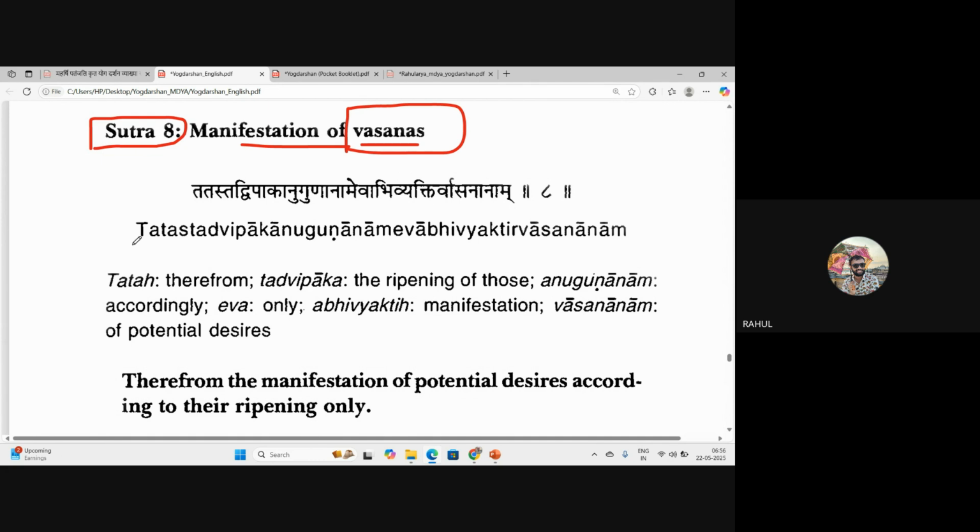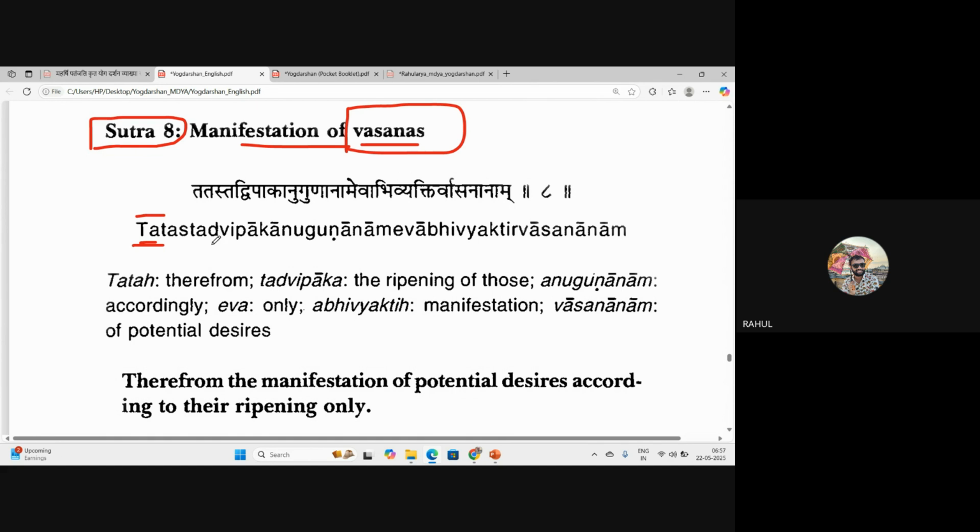So he is telling tat, meaning because of the karmas. Previously we discussed, the normal human has to follow how many types of karma? Three types. Krishna, Shukla, Shukla-Krishna: negative, positive, and positive plus negative mixed. So he is telling tat, meaning those three karmas.